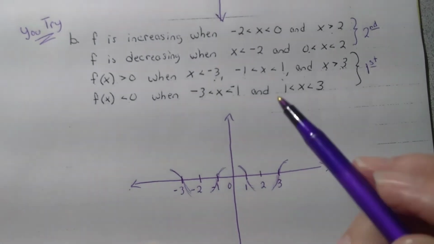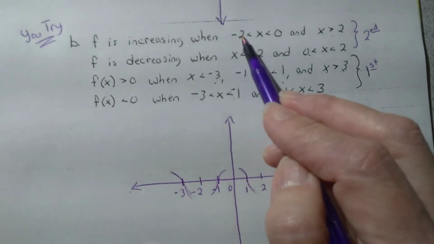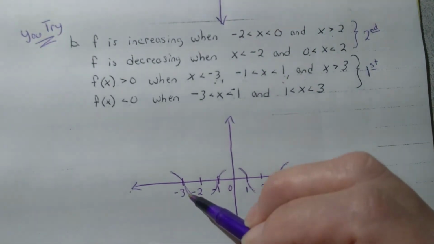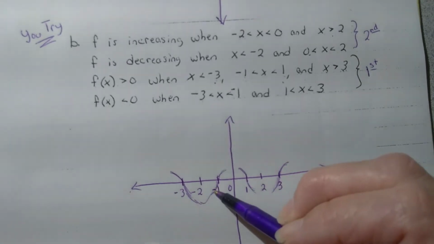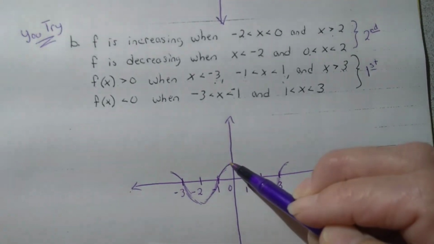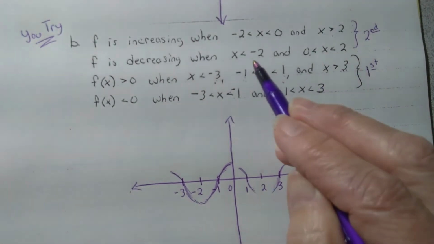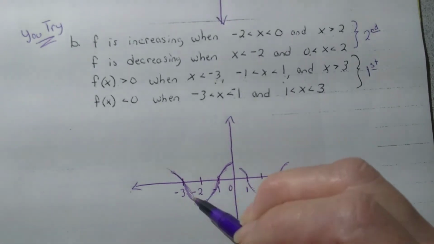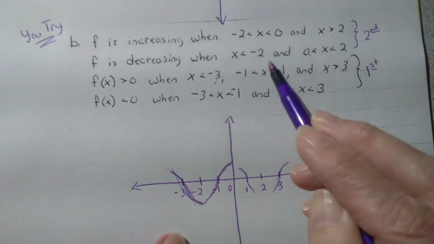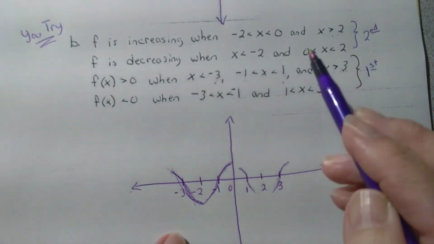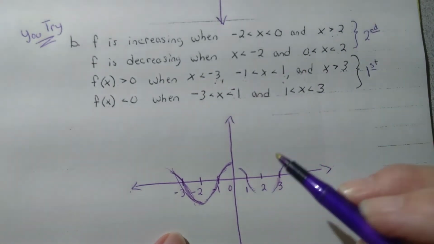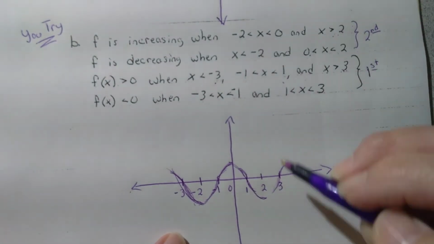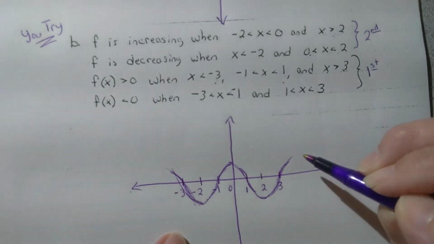Okay, once we've got that, we're going to go with increasing. Increasing means it's heading in an upward direction between -2 and 0. So from -2 up to 0, it's heading up. It's heading down before -2, so heading in a downward direction. From 0 to 2, it's heading down. And after 2, it's heading right back up again.